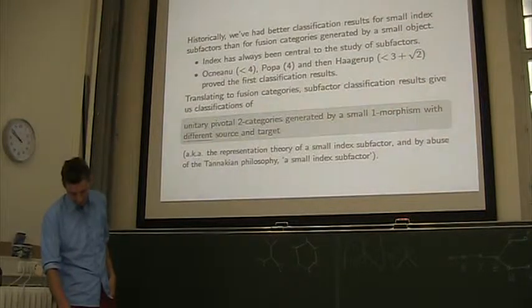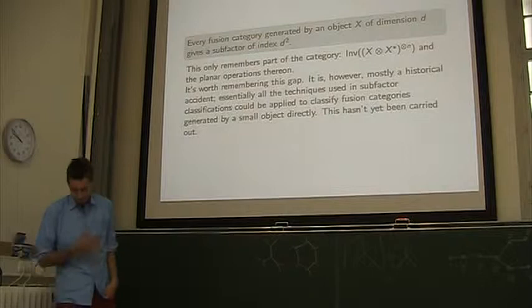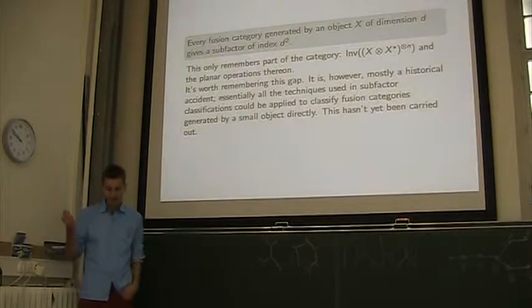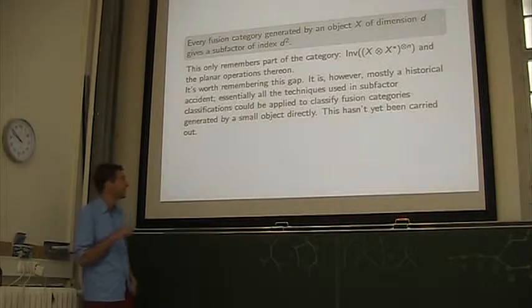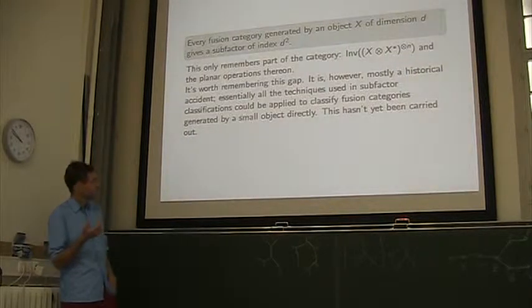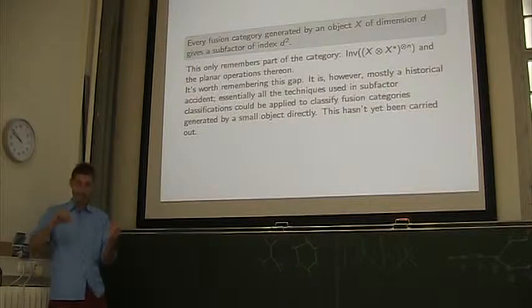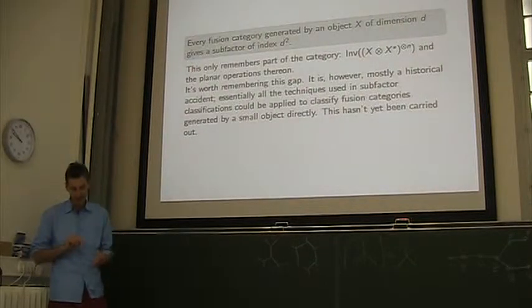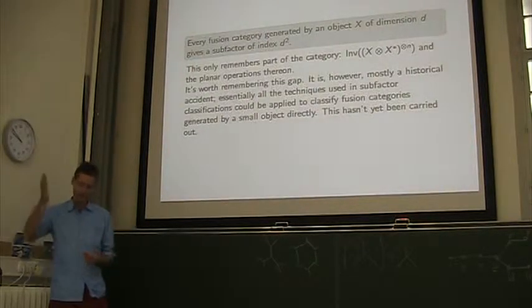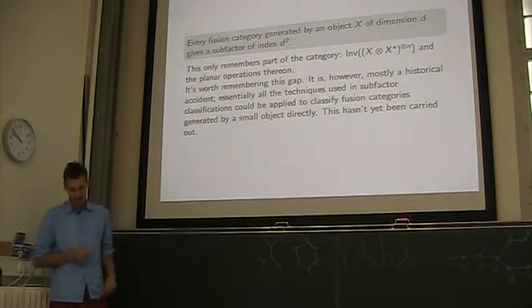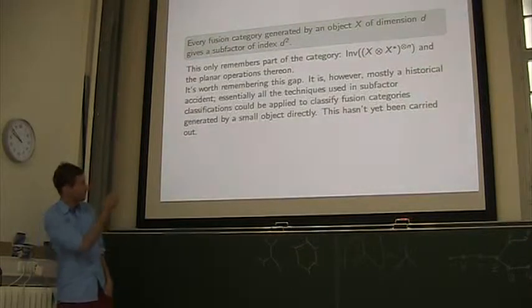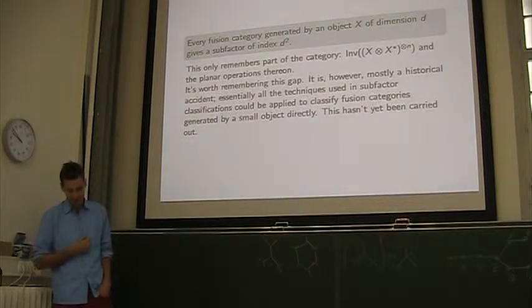Okay, so what can you do exactly? Well, any fusion category generated by an object X of dimension d gives you a subfactor of index d squared. Basically, you take your generating object in the fusion category and sort of artificially think of it as a one morphism in a two category between a different source and target. A different way of saying that is you look at the Morita equivalence of the fusion category to itself, and then pick your favorite object, your object X. We'll look at your object X in that Morita graph.